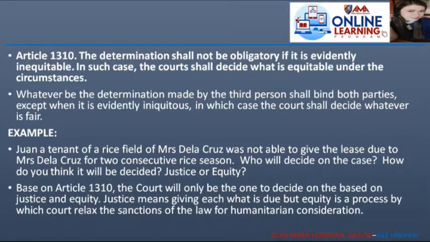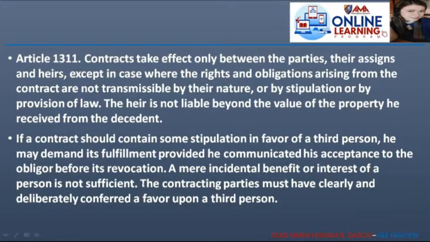Beyond control of Juan. Nagkaroon halimbawa ng natural disasters, no? Whatsoever na beyond the control of Juan, then bibigyan siya ni court ng humanitarian consideration. So again, class, only court will decide on that, not Mrs. De La Cruz or not Juan or kung sino mang third person, no? It's only the court. Next, Article 1311.